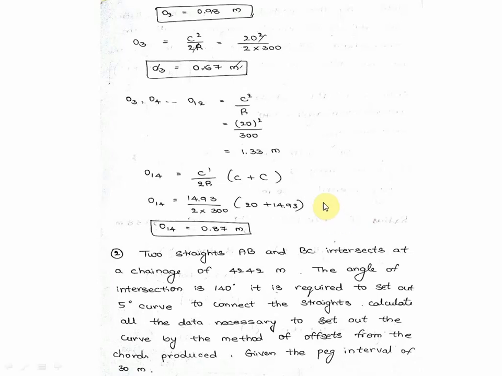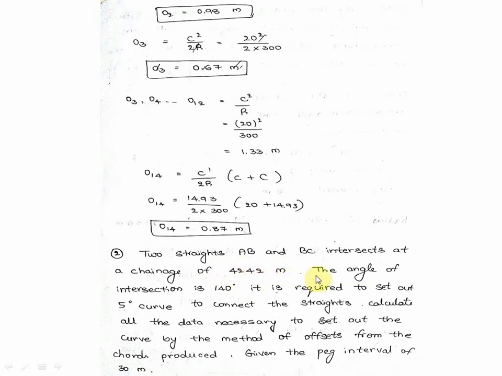In the last session I explained the theory about offset from chord produced, and I also explained one problem on that. So now we'll see another problem on offset from chord produced. The question is: two straights AB and BC intersect at a chainage of 4242 meter. So this is the chainage of the intersection.